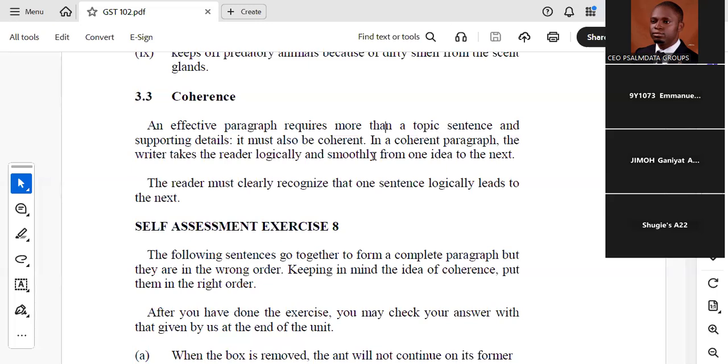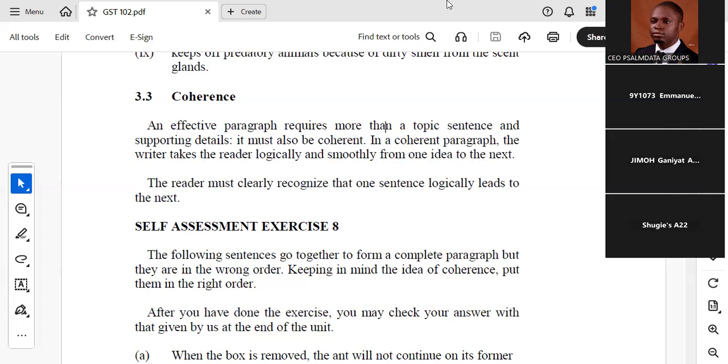But the main thing is having a logic of arrangement. So coherence is how you logically arrange your points in a paragraph. The points you want to make concerning a topic that you are developing, the way you arrange those points in the paragraph is what we call coherence. So arranging them logically so that whoever is reading it will feel a sense of transiting from one level to another. That is coherence. Now, an effective paragraph requires more than a topic sentence and supporting details. It must also be coherent.